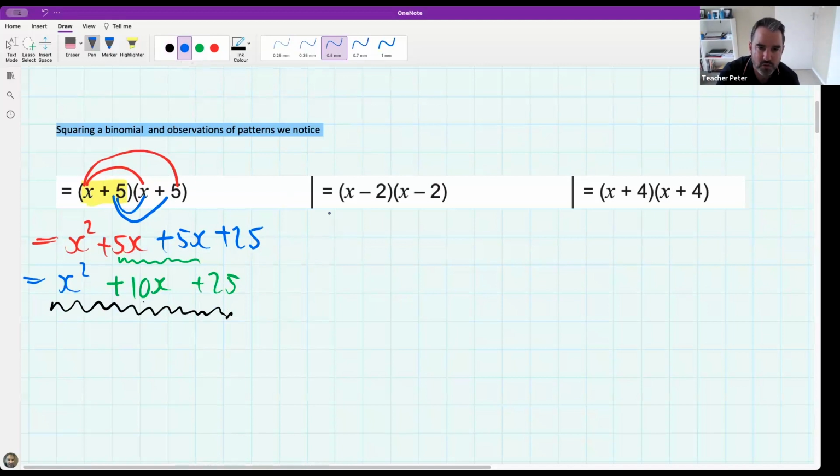I've answered that one. I want you to now expand this binomial and square it and see what you get. And then I want you to put the answer in the chat when you've got it.